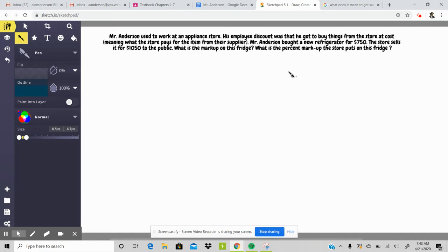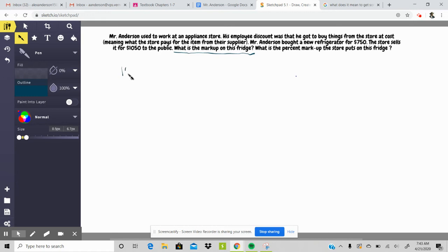All right. So in this problem, it says Mr. Anderson bought a new refrigerator for $750. The store sells it to the public for $1,050. What is the markup on this fridge? And what is the percent markup the store puts on this fridge? If we look at the first question, it says, what is the markup on this fridge? That's just asking what price did they add on to the original to get to the new one. So we can just find the difference between these two numbers, and that'll get that answer for us.